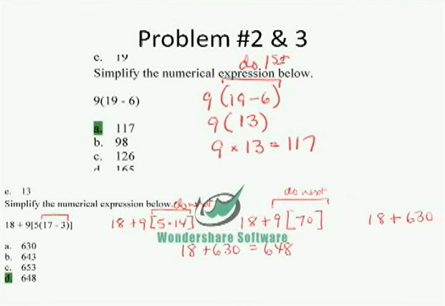In number 2, the problem says simplify the numeric expression below. Now you see an operation that's in parenthesis, so PEMDAS says do that first. It's in parenthesis, the 19 minus 6. So if you perform 19 minus 6 first, you would get 13, and then you multiply times 9.